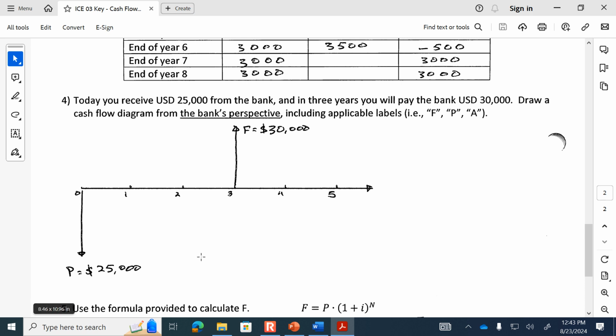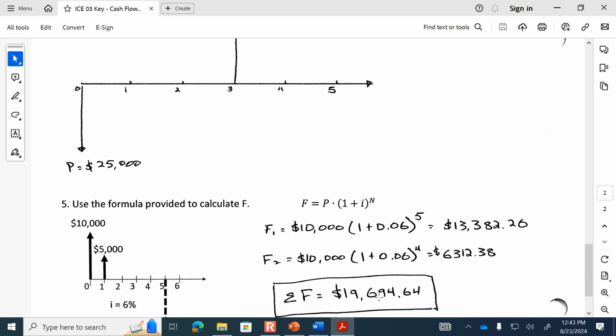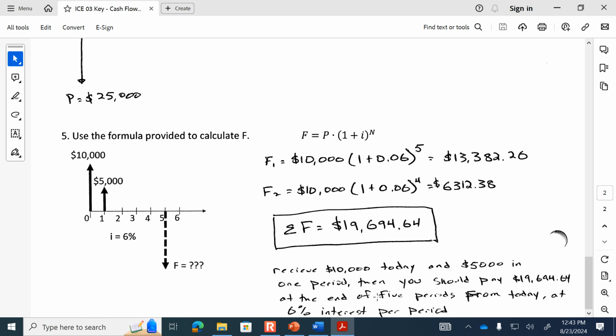And then problem 5, we're using this formula to find the future value of a single present amount where it's compounding at I interest rate for n years. And so the cash flow diagram has 10,000 that you're getting at time 0, 5,000 you're getting 1 year from now. How much do you have to pay back to the bank as a single lump sum in year 5? That's economically equivalent if an interest rate of 6% applies.